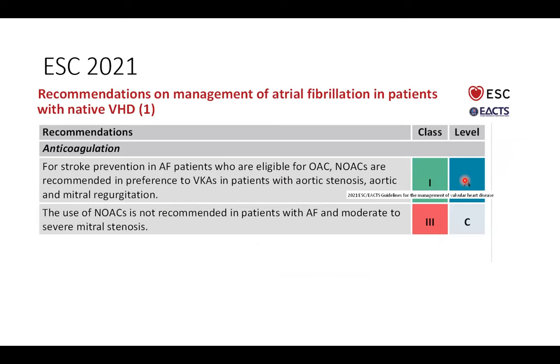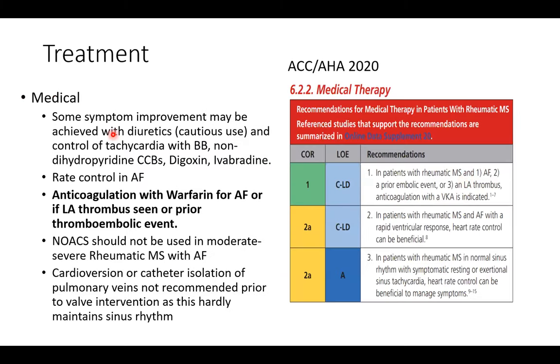Other drugs can be used to control symptoms, like diuretics, but they should be used cautiously. Then we should also control tachycardia. We could use beta blockers, non-dihydropyridine calcium channel blockers, digoxin, or ivabradine if they are in sinus rhythm. Because we remember we said tachycardia reduces diastolic filling time and reduces the time that the left atrium can push blood into the left ventricle and subsequently reduces cardiac output, so that's a vicious cycle. Then we should do rate control in atrial fibrillation.